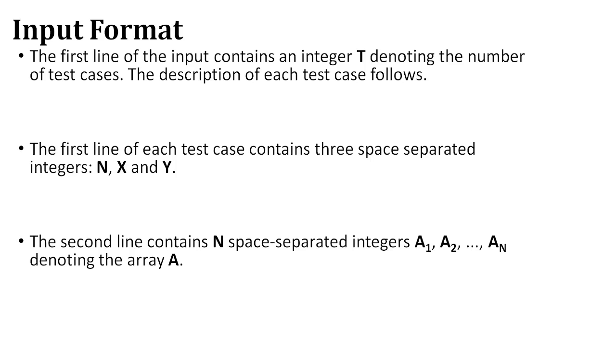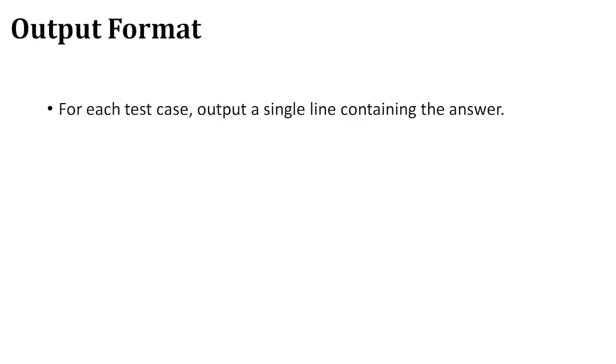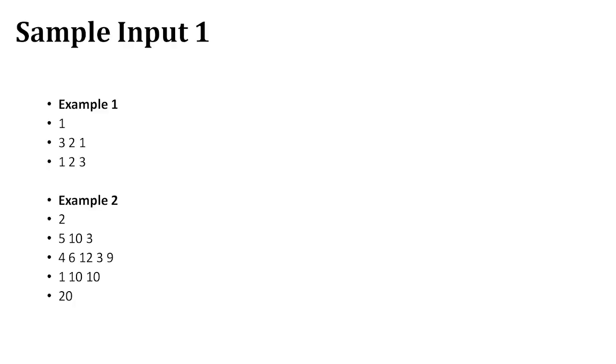The second line contains n space separated integers a1, a2, up to an, denoting the array A, meaning the elements in the array. Now the output format for this problem statement: for each test case, output a single line containing the answer. Output contains only a single line. Now I also write a sample input test case as well as output.